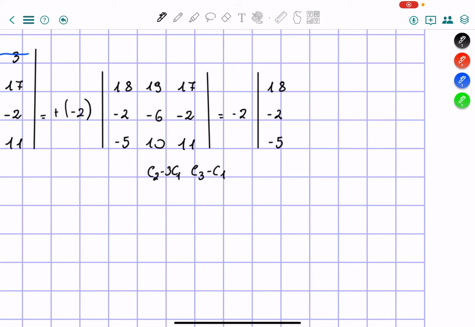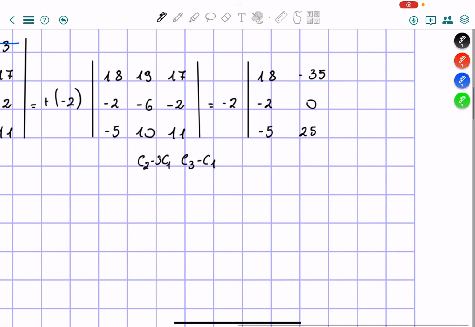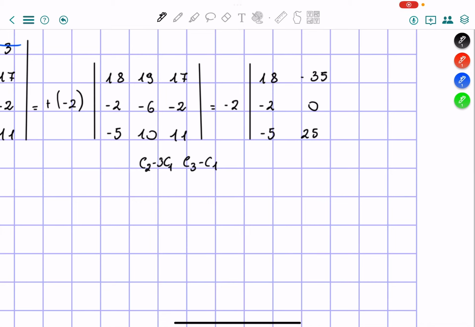Okay, then column 2 minus 3 times column 1. It means that for the first number, I'm going to have a 19 minus 3 times 18. It's going to be a negative 35, then 0, and then 25. Okay, for column 3 instead, I'm going to have negative 1, 0, and 16.